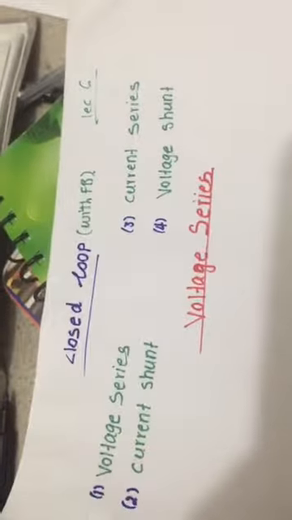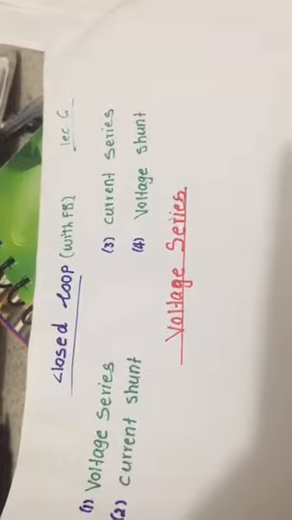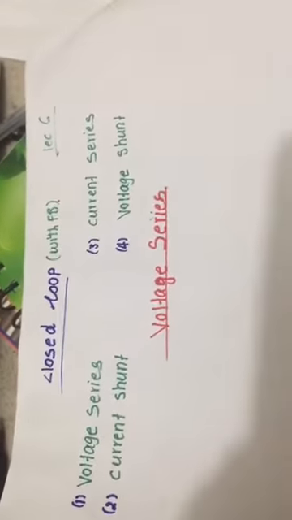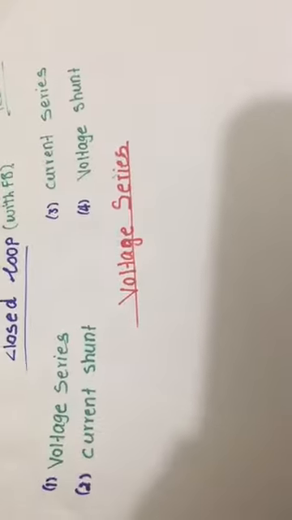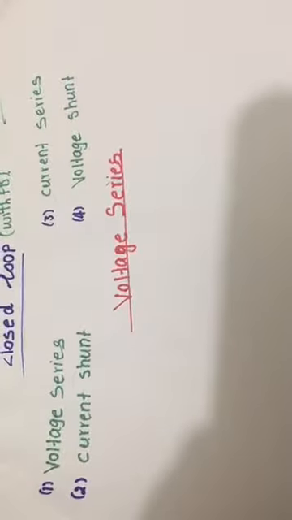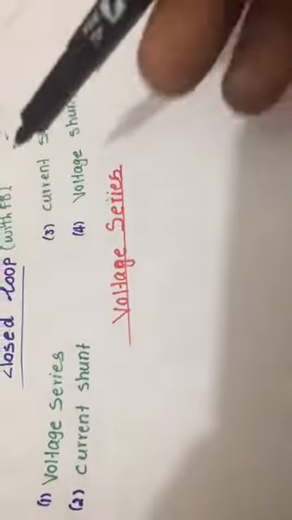In this lecture number 6, we will discuss the closed loop. Closed loop, we divide into four types. The first type is the voltage series. The second type is current shunt. The third type is current series, and the last one is voltage shunt.